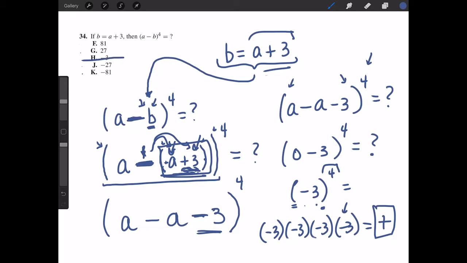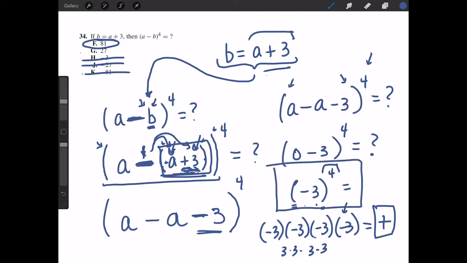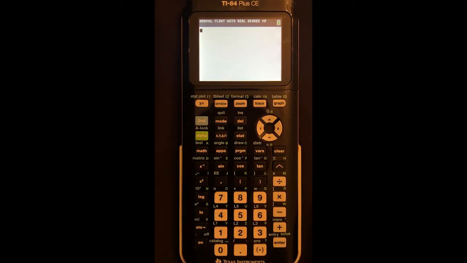So right there, when you go back to your options here, F, G, H, J, and K, you should know that H, J, and K are automatically incorrect, simply because your answer is going to be positive. Now, we just need to know if it's 81 or 27, so you would multiply 3 times 3 times 3 times 3, and of course that's not 27, that is 81, which is choice F. But we'll see how to key this into the TI in a second.